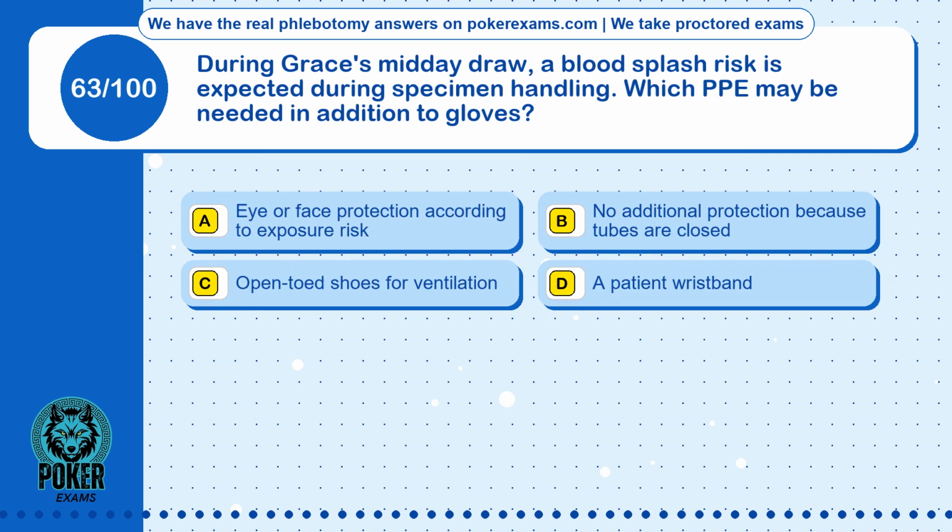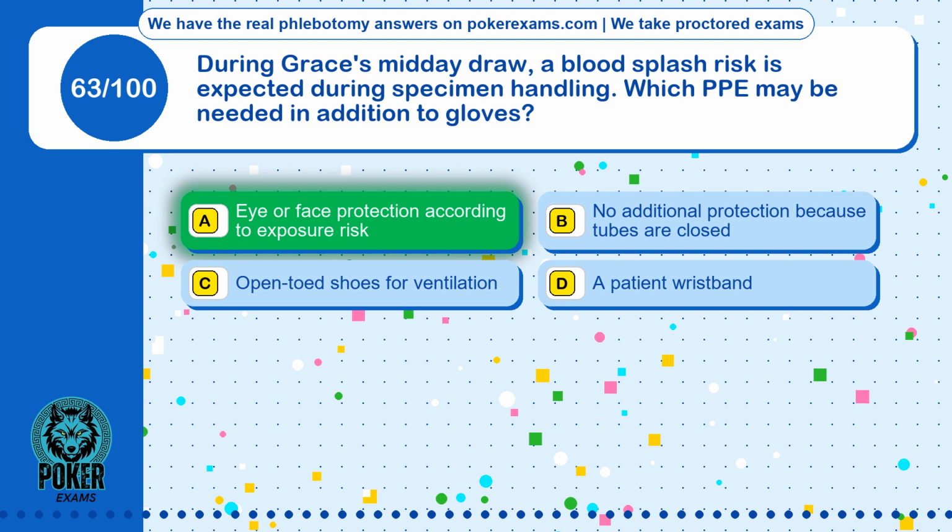Question 63. During Grace's midday draw, a blood splash risk is expected during specimen handling. Which PPE may be needed in addition to gloves? Option A, eye or face protection according to exposure risk. Option B. No additional protection because tubes are closed. Option C, open-toed shoes for ventilation. Option D. A patient wristband.